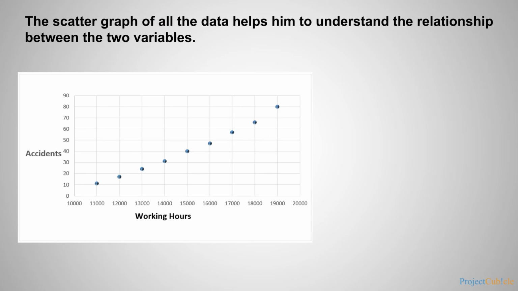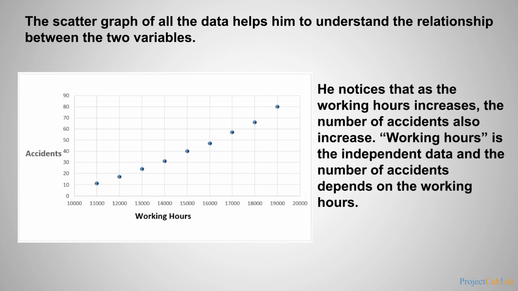The scatter graph of all the data helps him to understand the relationship between the 2 variables. He notices that as the working hours increase, the number of accidents also increase. Working hours is the independent data and the number of accidents depends on the working hours.